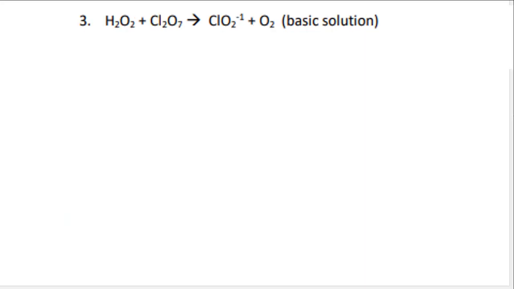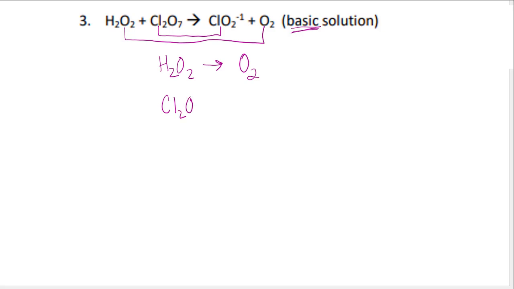Last example for this lecture, where we've got H2O2 plus Cl2O7. Those are our reactants. Our products is ClO2 minus 1 and O2, and it's in a basic solution. So I'm going to find my first pair here. I've got chlorine paired with chlorine, and my second pair must be this. All right. So I'm going to write down my H2O2, hydrogen peroxide, to O2. It's my first. And my second pair is going to be Cl2O7 to ClO2 minus 1.